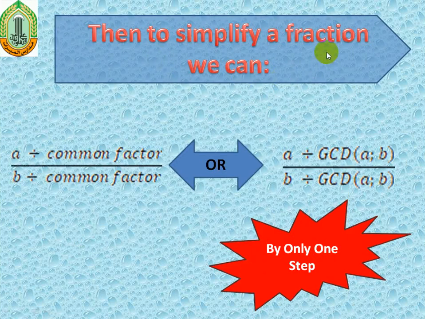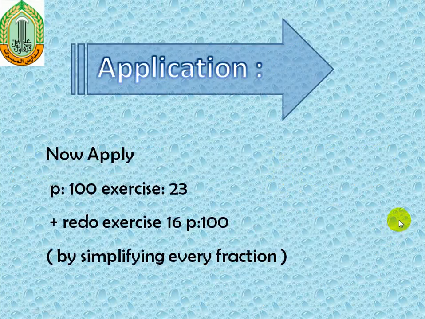Then to simplify a fraction, we can either find a common factor between the numerator and the denominator, or by finding the simplest form in only one step, we search for the greatest common divisor or greatest common factor between A and B, the numerator and the denominator. In this way, we reach the simplest form in only one step.